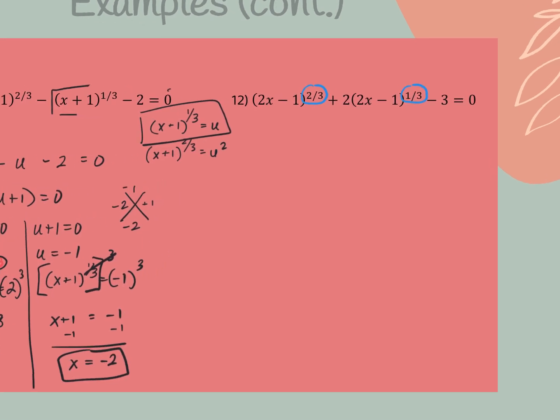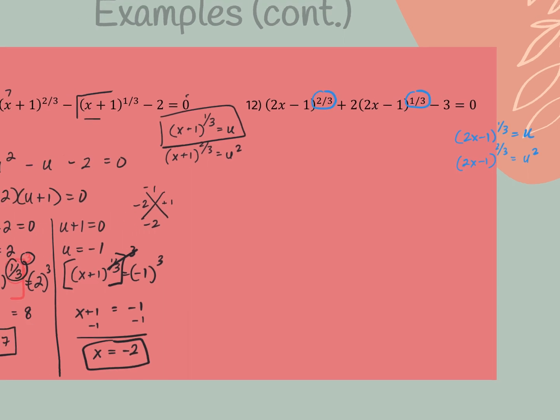let me see what I got here. I'm going to make 2x minus 1 to the 1/3 power equal to u, and 2x minus 1 to the 2/3 power is equal to u squared, okay? And so here I'm going to have u squared plus 2 times u minus 3 equals 0. So again, I have to multiply to -3 and add up to 2, so it's going to be plus 3 minus 1. So it's u plus 3 times u minus 1 equals 0.